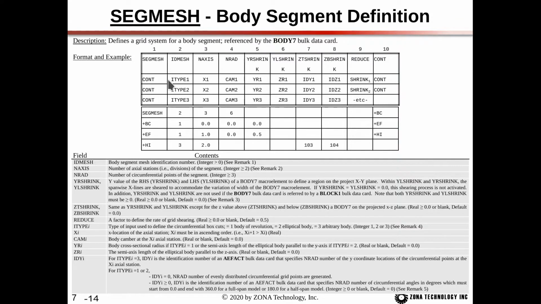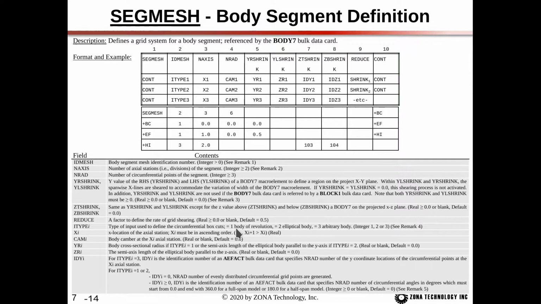Okay, next we have an open-ended input. So however many axial stations you have, so your n-axis, that is how many rows you'll have. So if n-axis is 3, as shown in this example, we now have 3 rows. Each of these rows refers to one axial station of the body. So the first field is I-type. This is the type of the input used to define the circumferential box cuts.